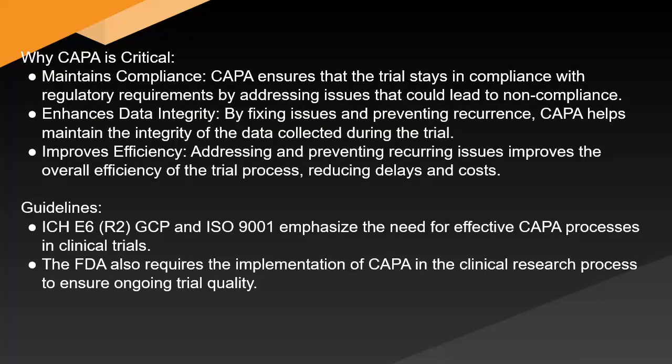Why CAPA is critical? Maintains compliance. CAPA ensures that the trial stays in compliance with regulatory requirements by addressing issues that could lead to non-compliance. Enhances data integrity. By fixing issues and preventing recurrence, CAPA helps maintain the integrity of the data collected during the trial. Improves efficiency. Addressing and preventing recurring issues improves the overall efficiency of the trial process, reducing delays and costs. Guidelines, ICH E6 GCP and ISO 9001, emphasize the need for effective CAPA processes in clinical trials. The FDA also requires the implementation of CAPA in the clinical research process to ensure ongoing trial quality.